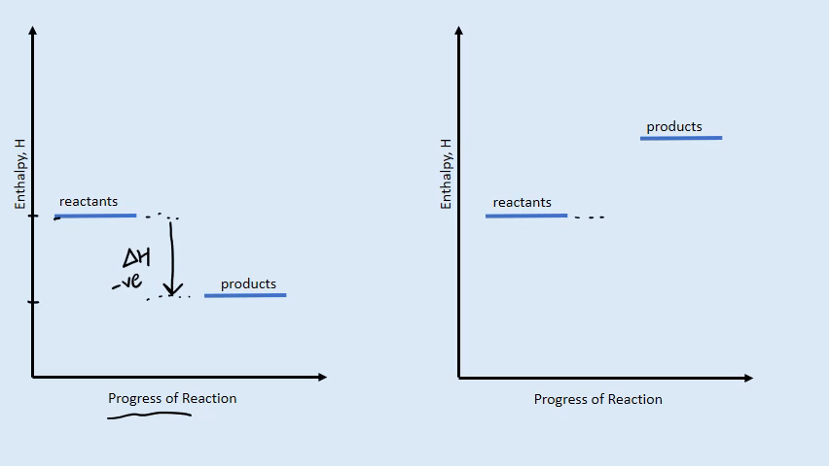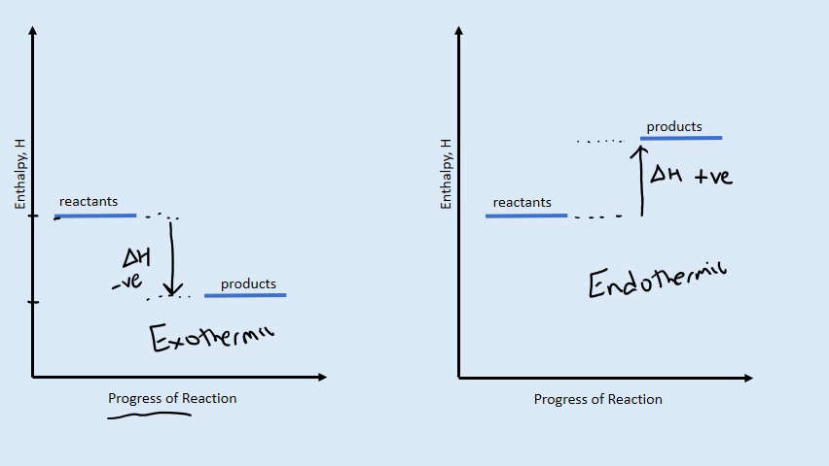And the profile diagram on the right shows that the enthalpy has increased. So we've got a delta H that is positive. That's what the plus ve means, positive. So the products have a higher enthalpy than the reactants. That means that energy has been taken in from the surroundings, so the surrounding temperature has decreased. So this would be your endothermic reaction, which is a decrease in temperature but an increase in enthalpy. And this is an exothermic reaction, where there's a decrease in enthalpy and an increase in temperature.